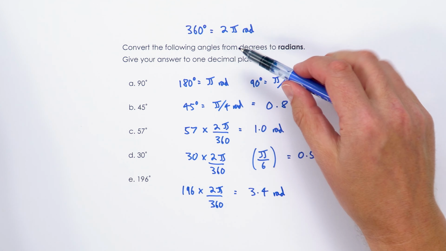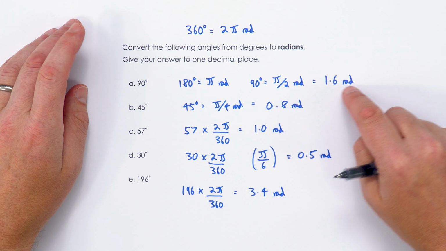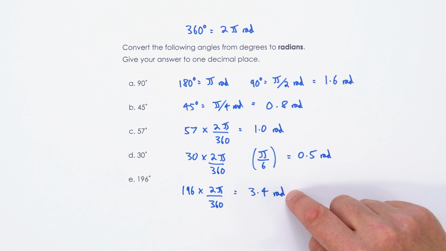Okay, so to convert from degrees to radians, all you need to do is multiply by 2 pi, divide by 360, that's your conversion factor, and these are the answers in radians.